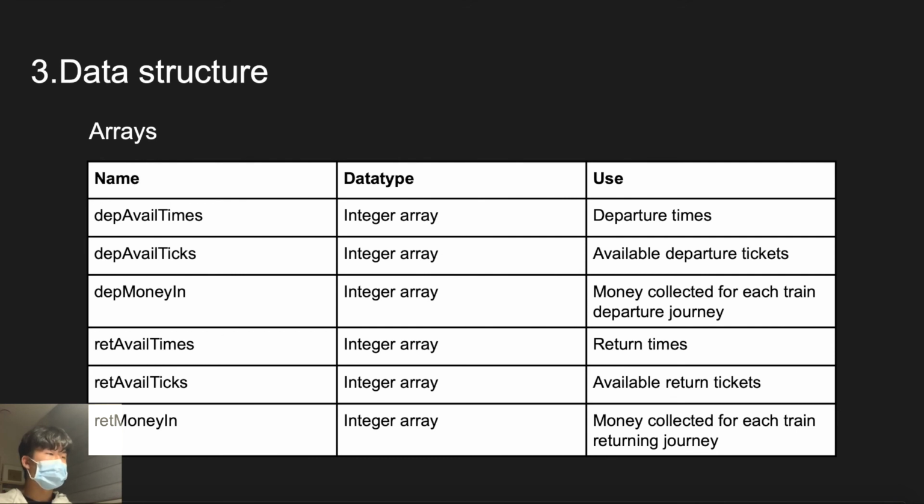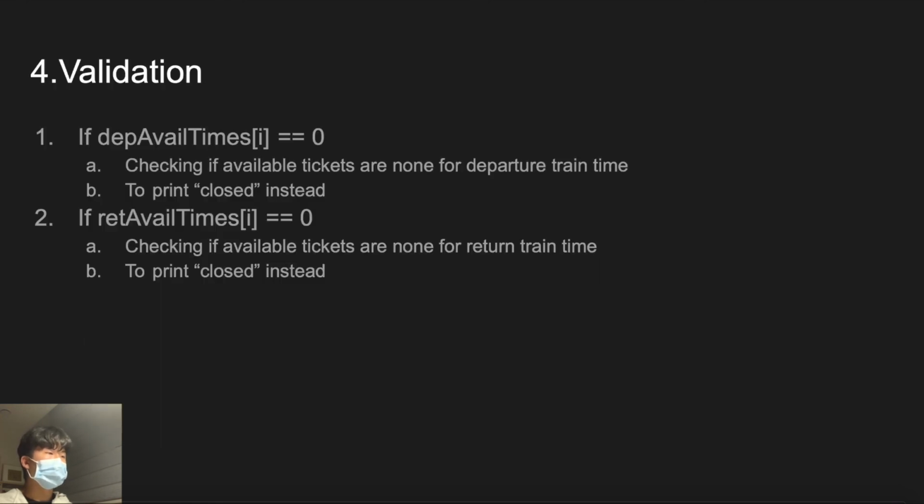And finally, we'll look at validation that is used within the code for task 1. So the if statement of if departure available tickets equals 0 is a validation for checking if available tickets are none for departure train times. So the reason you do this validation is to print closed instead when the available tickets are 0 for that train at that time.